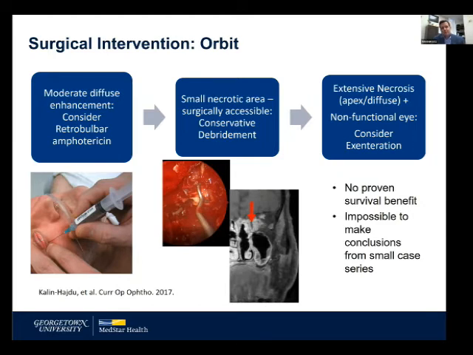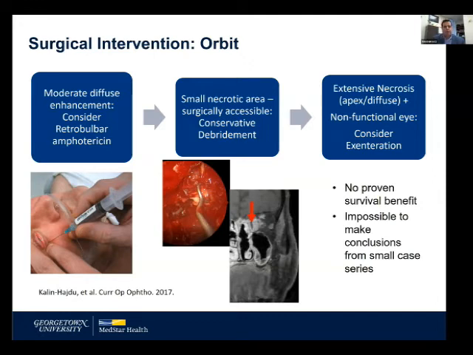There have been some early reports of retrobulbar amphotericin injections. Again, this patient's not awake. They're under pretty heavy sedation here. I can't imagine anyone wanting a needle beneath the eye, but it has shown pretty favorable results. Again, there's not a lot of data about it, but it is a consideration.